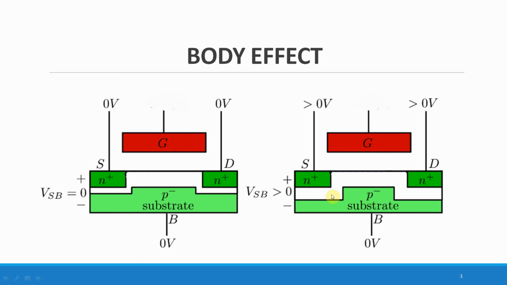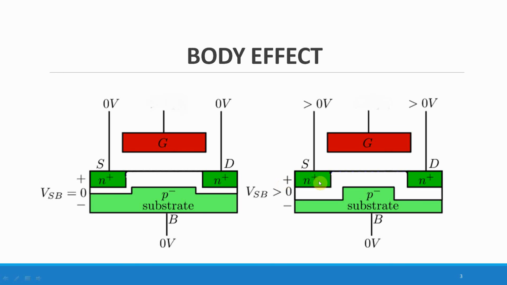But now I'm gonna make a change: I will apply some positive voltage to the source and drain, anything positive, let's say 1 volt, 2 volt. I'm keeping the body the same as it is. As the source voltage becomes non-zero, the voltage of source with respect to body, that is VSB, again becomes non-zero. Again VSB equals source voltage minus body voltage, and this voltage becomes non-zero.